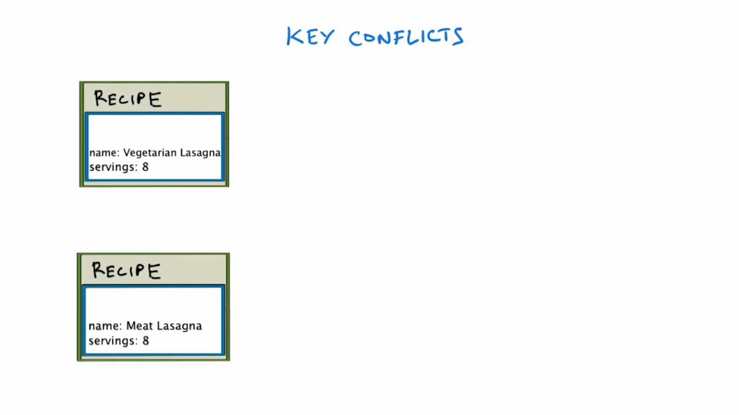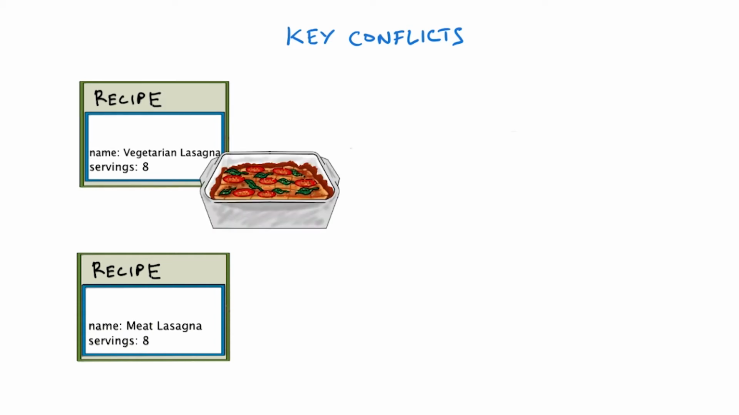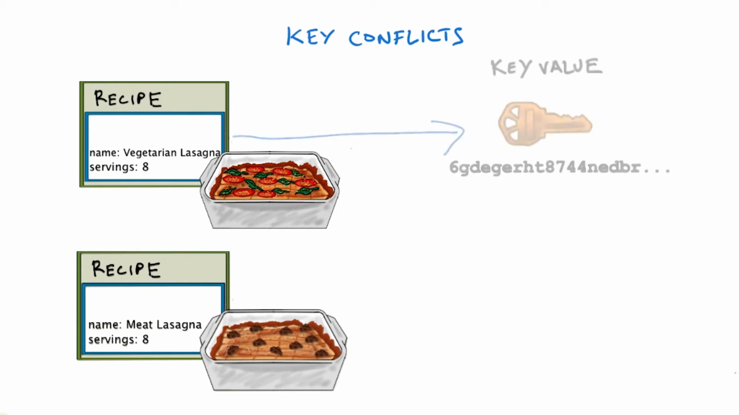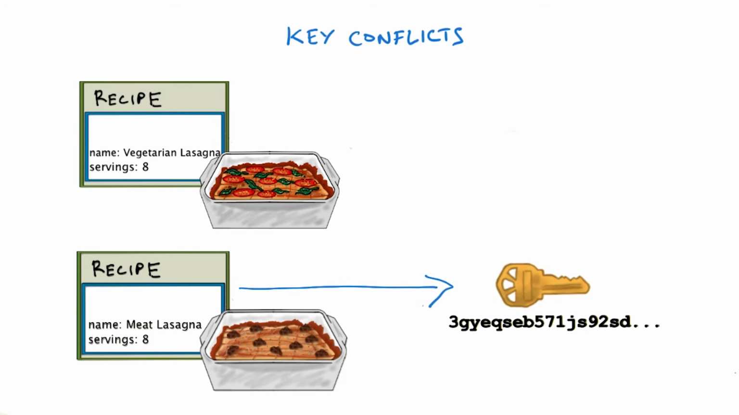Let's go back to recipes for a moment. Say for example that we have the recipe kind that we worked with before, and we want to insert a vegetarian lasagna entity and a meat lasagna entity into the Datastore. Well, if I let Datastore generate the keys, then it will make sure to create two unique keys. One for the vegetarian lasagna entity and one for the meat lasagna entity.